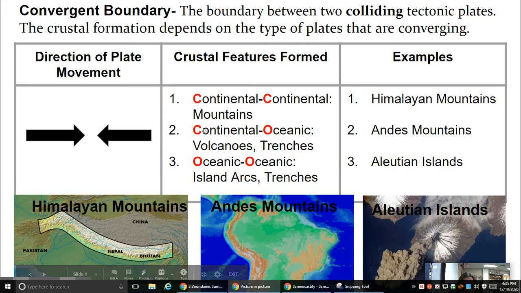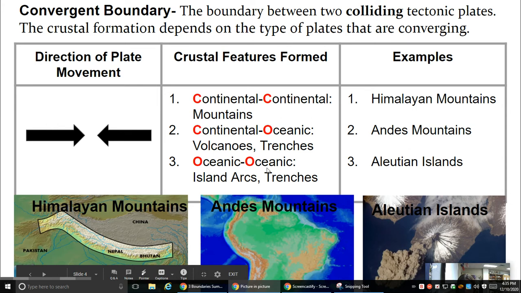If we look at a continental and oceanic plate converging, like the Andes Mountains in South America, we have that Pacific plate converging with the continental plate. And so the oceanic plate is going to subduct and melt inside your mantle, and it's going to push magma up and make volcanic mountains or volcanoes here.